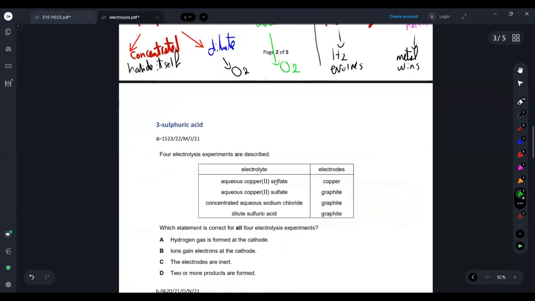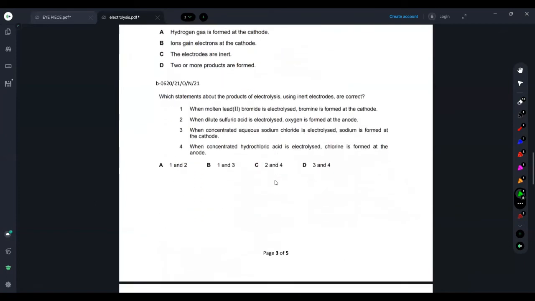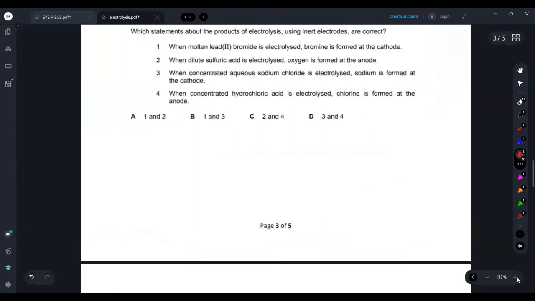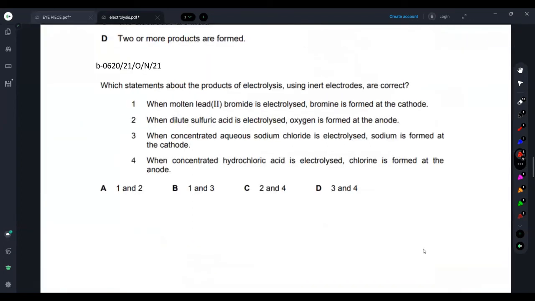Another one. Which statement is correct for electrolysis? Now we go for each statement and we criticize it. When molten lead bromide is electrolyzed, bromine is formed at the cathode. This is completely wrong. Why? Because bromine is a halide, a halogen. It never goes to the cathode. It goes to the anode. So this is wrong. Since one is wrong, automatically A is out.